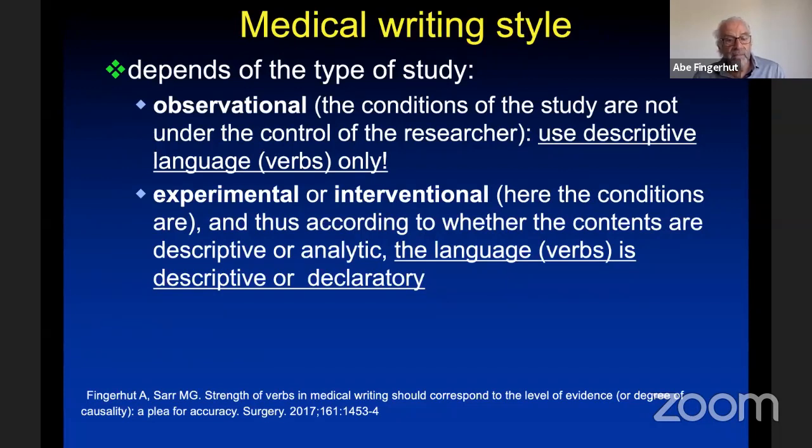In observational studies, the conditions of the study are not under the control of the researcher. You have to use descriptive language, descriptive verbs only. However, in experimental or interventional studies, where the conditions of the study are under the control of the researcher, whether it's by randomization or whatever selection process you use, there we can use descriptive language or analytic if we do an analysis. But also, if it's a randomized control trial and we have causality, we can use the declaratory verb, a strong verb.